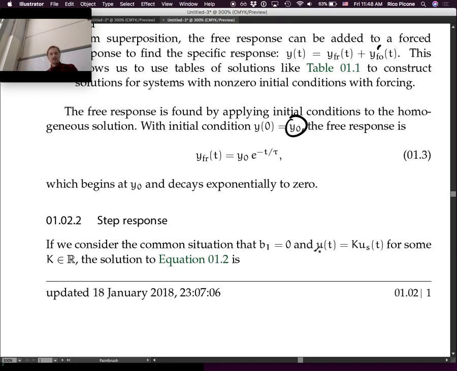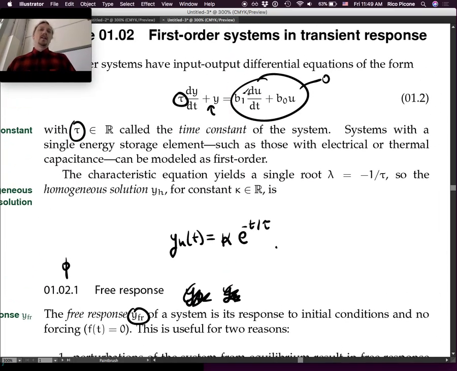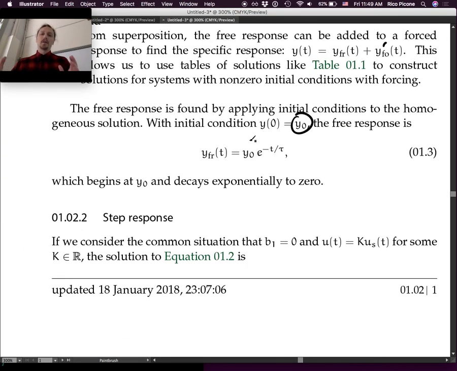Let's talk about the step response. Because step is the most important one, we're gonna take a moment to talk about the step, and then we'll have a table that summarizes the others. So if we consider the common situation that B1 equals 0, B1 being this coefficient, which is to say this term is 0. This is a common situation. In the table, we'll actually take into account when B1 is not equal to 0, so that's important. But we'll look for a moment at this common situation where B1 is equal to 0, and the input is a scaled unit step, where k is some value like 4. I don't know, 7 and 4 just seem right today.